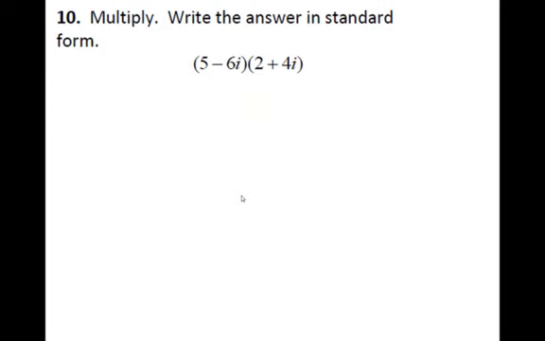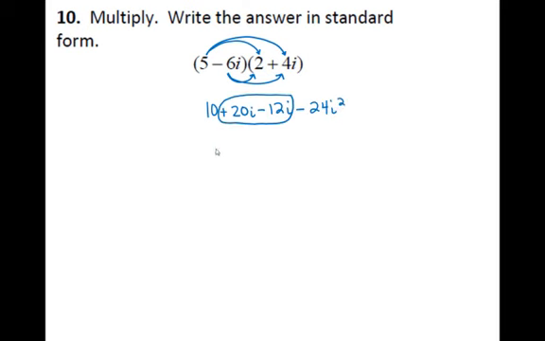Number 10. Again, we're going to multiply. We're going to use repeated distribution. Repeated multiplication. 5 times 2 is 10. 5 times 4i is positive 20i. Negative 6i times 2, negative 12i. Negative 6i times 4i, that's negative 24i squared.